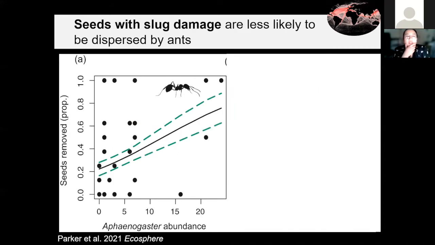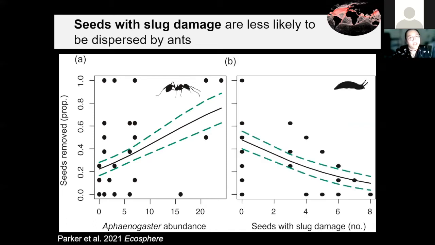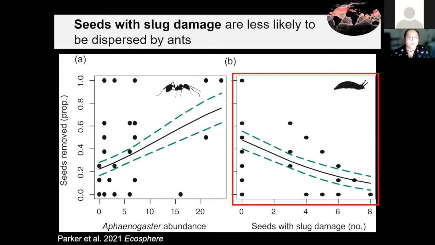Next, we wanted to look at what could be impacting the fate of these seeds. So here we have proportions of seeds removed compared to our Aphaenogaster abundance. This line shows that yes, there's a positive relationship. When there's more Aphaenogaster, we have more seeds removed in these depots. However, the opposite seems to be shown when seeds are damaged by slugs: the likelihood of being removed has a negative relationship.